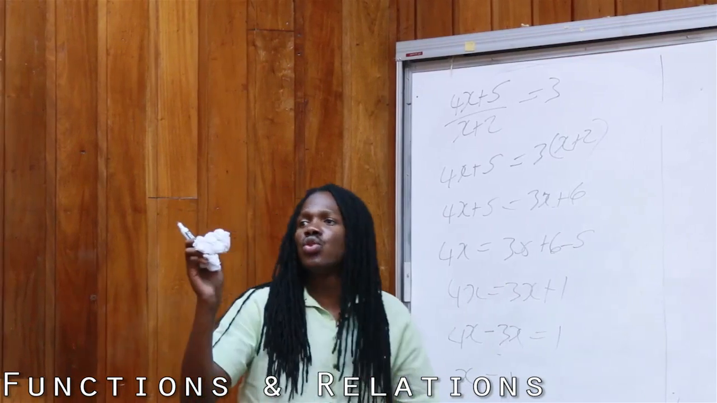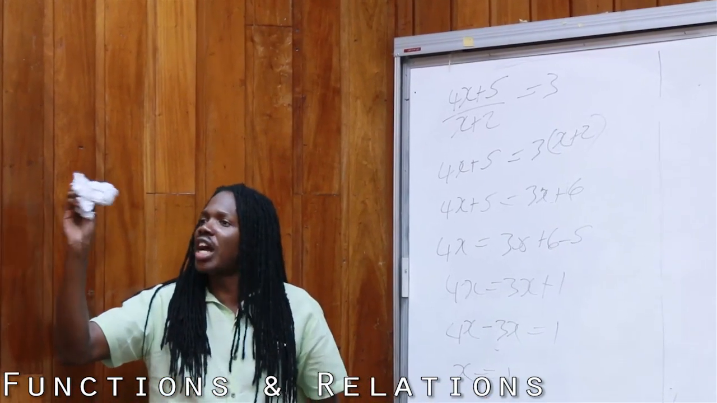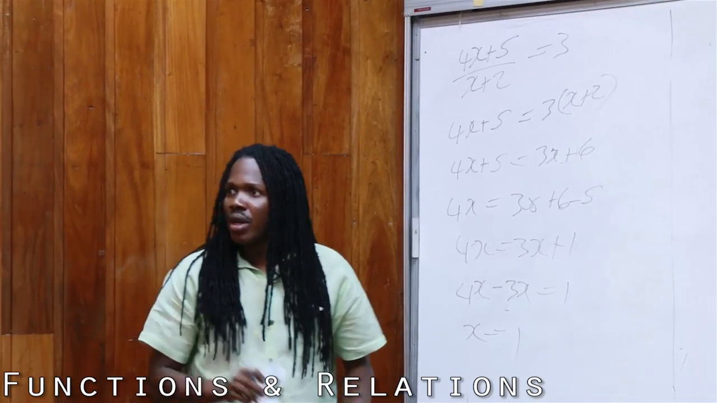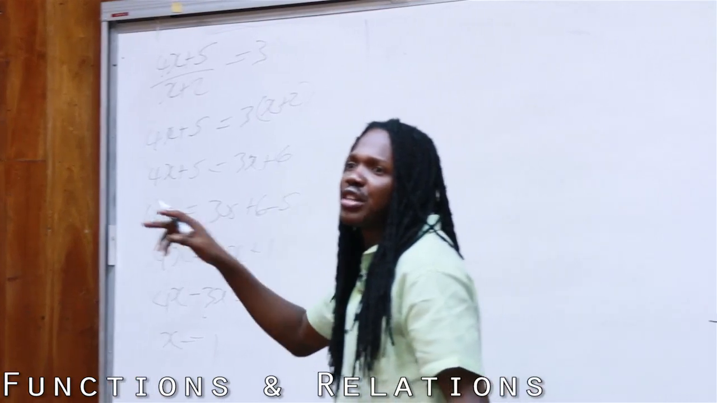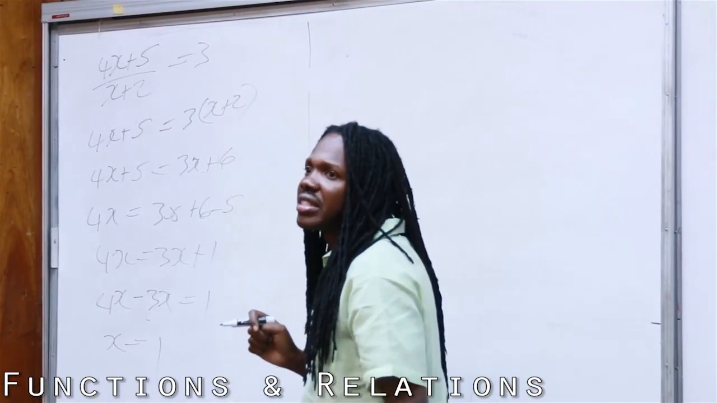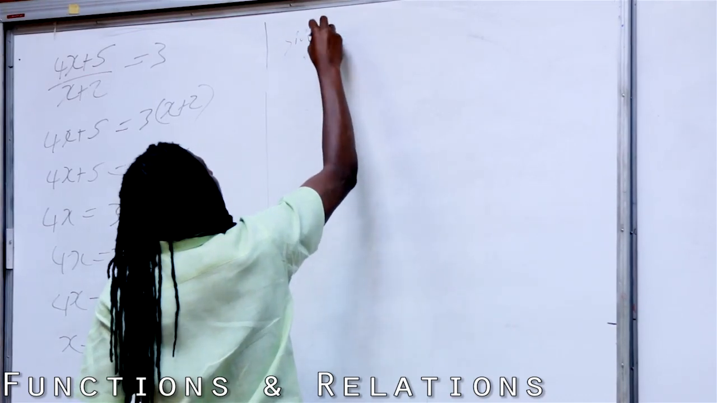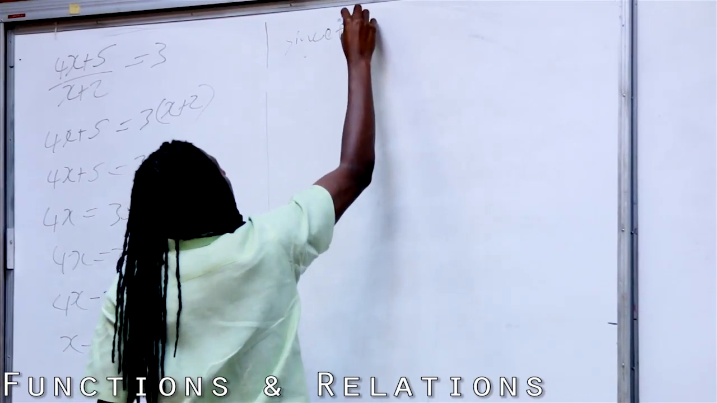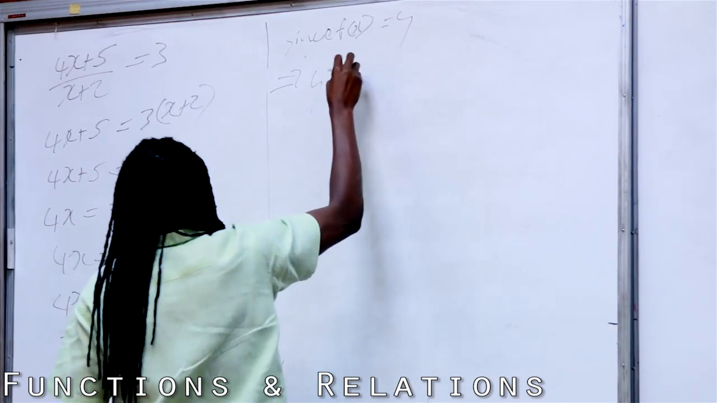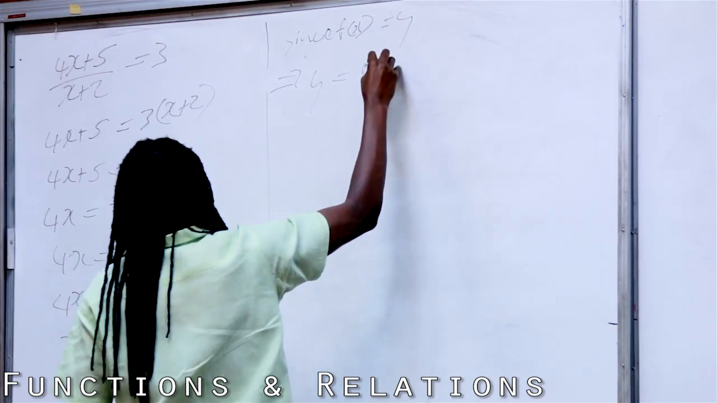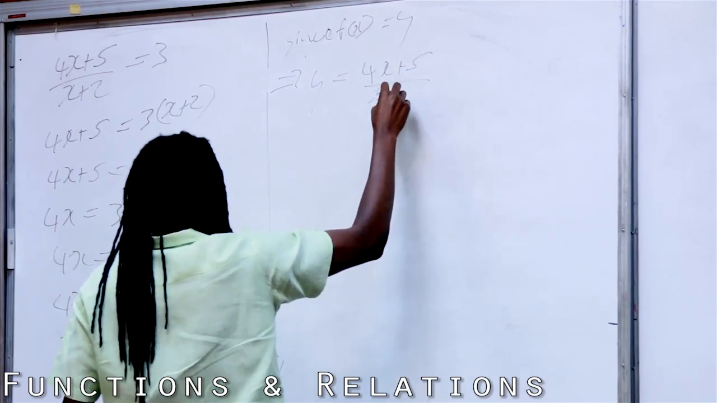We are going to use your inverse function to find it. Watch it now. They give it this: use f inverse to find the value of x. So you are going to say, since f(x) equals y, it implies that y equals 4x plus 5 over x plus 2.